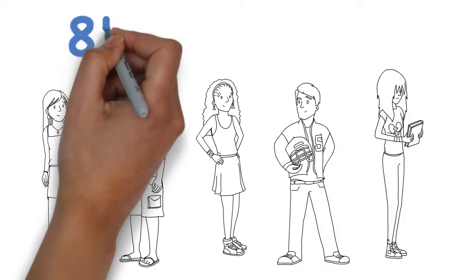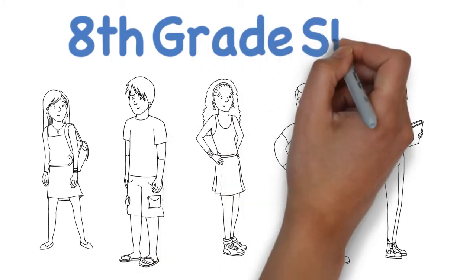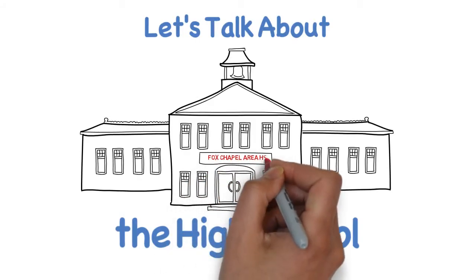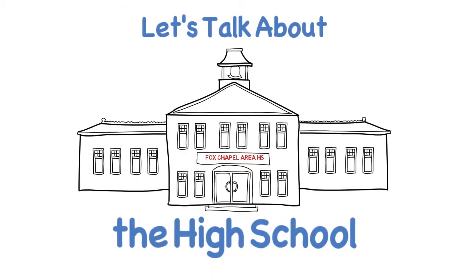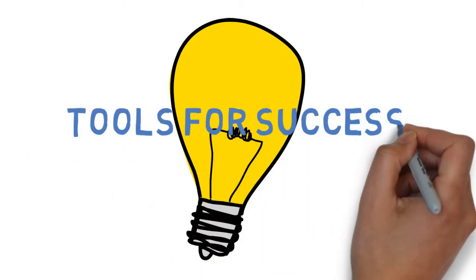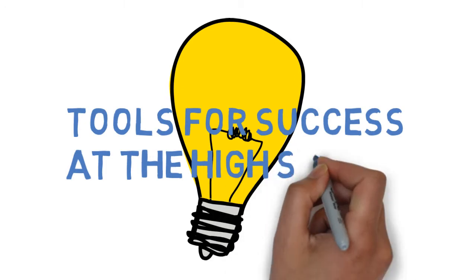In our last SLIC video, we focused on reflecting on whether or not you're making the right choices and earning the right grades to get into the classes that you want for 9th grade. We also specifically reviewed the prerequisites for each 9th grade core course. This next piece will focus on tools for success at the high school so that you can do well in the 9th grade classes that you end up choosing.